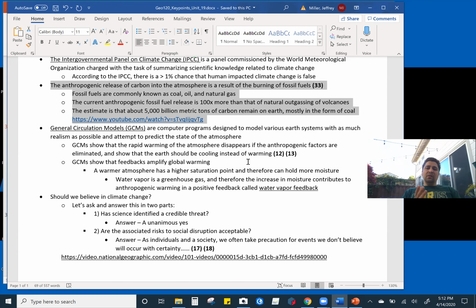Now, we are talking an estimate of 500 billion metric tons of carbon. Let me back up. The estimate is that about 500 billion metric tons of carbon remain on the Earth. That's a lot, right? This is all mostly in the form of coal. So all of the coal reserves on Earth are estimated to hold 500 billion metric tons of carbon. What that's going to do to the Earth and to the atmosphere, I mean, it can only get worse based on the trends we're looking at here.